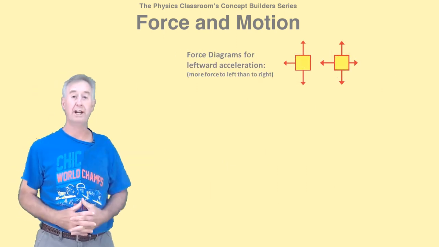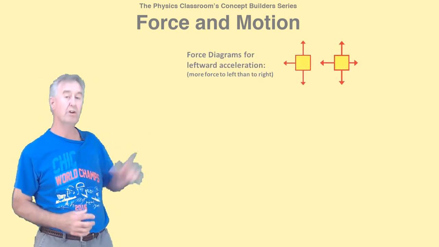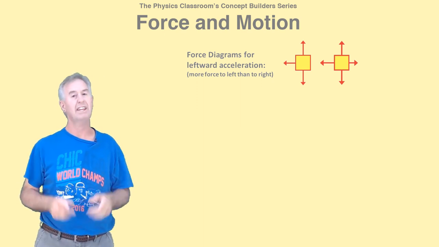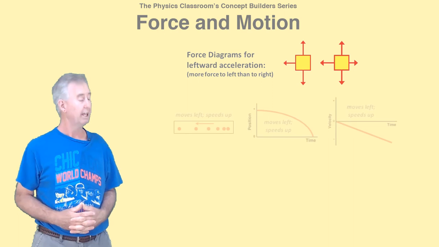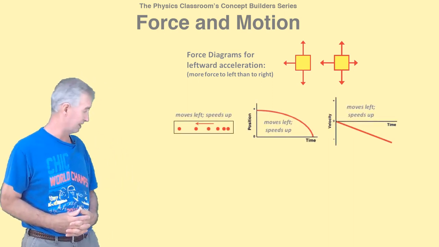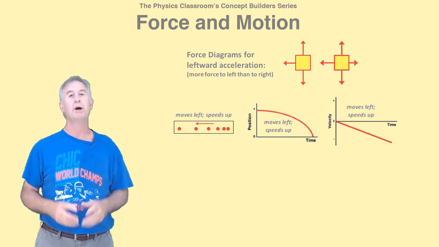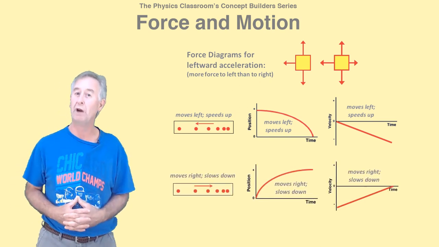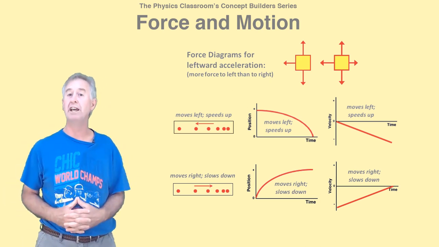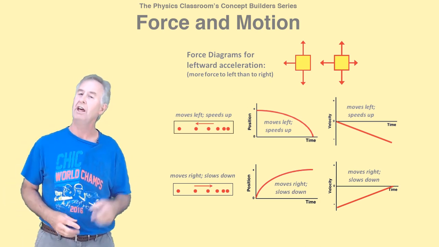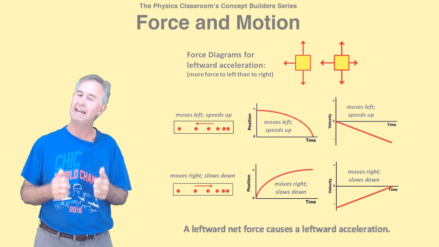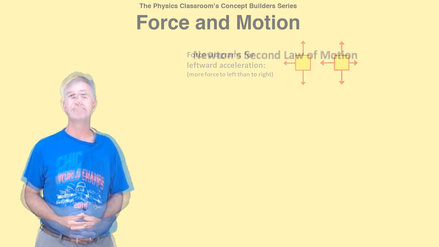Here's two more force diagrams. Notice that there is more force to the left than to the right. With an unbalanced force to the left, the object accelerates to the left. It could be moving to the left and speeding up, as represented by this dot diagram and these graphs. But it could also be moving to the right and slowing down. In each case, the object has a leftward acceleration. A leftward unbalanced force is always going to cause a leftward acceleration.